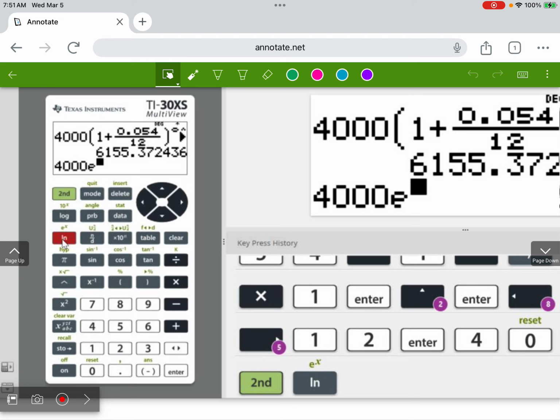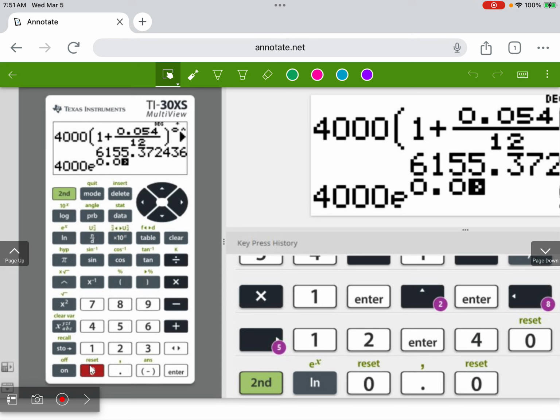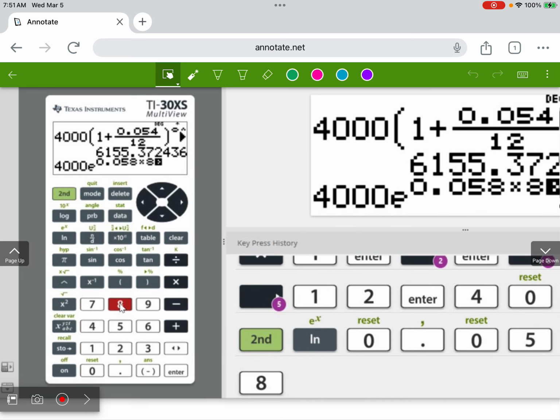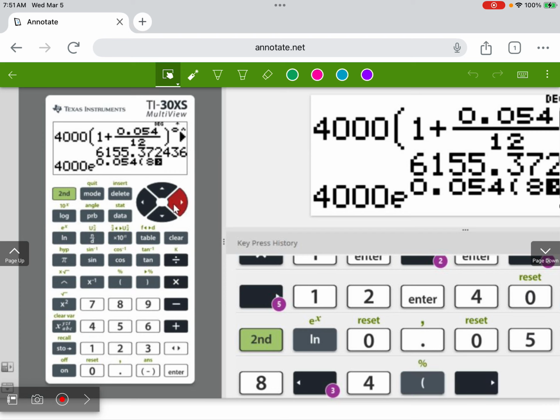Which we'll find out what LN means in the next chapter. Oh snap, what? So LN, and then our E button up here. And then our exponent, we're going to have our 0.054 times 8, our unit of time. Couldn't you also do it in parentheses? You could, absolutely. Yep, totally fine.